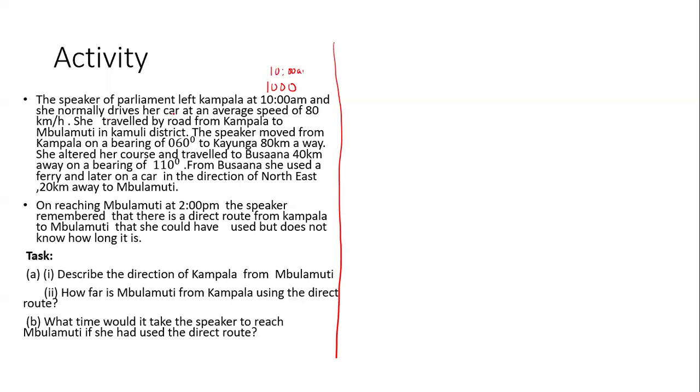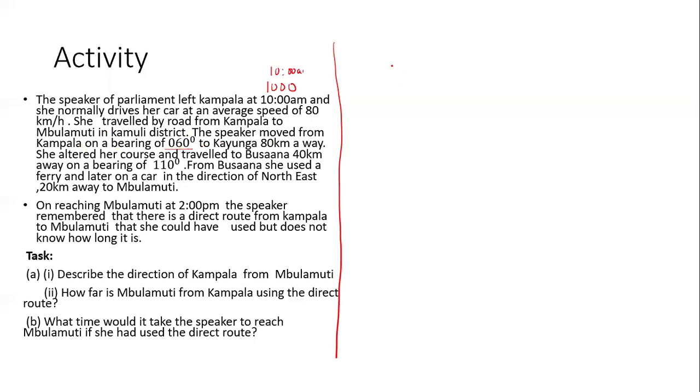And she normally drives her car at an average speed of 80 kilometers per hour. She traveled by road from Kampala to Bulamuti in Kamuli district. The speaker moved from Kampala on a bearing of 060 degrees. Like I've told you, the moment you find 060 degrees, it means that is measured from the north. Now, what are you going to do?